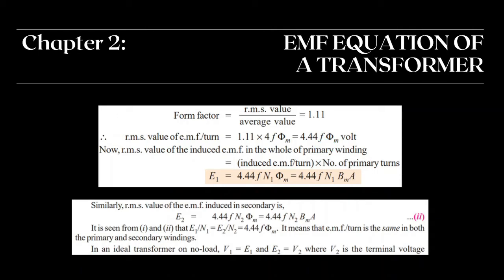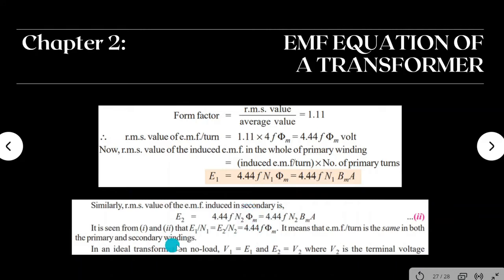Now the RMS value of the induced EMF in the whole primary winding is equal to the induced EMF per turn multiplied by the number of primary turns. So E1 is equal to 4.44 times frequency times N1 times Φm. As we have said earlier, the maximum flux is equal to BmA. E1 is for the primary. Similarly, the RMS value of the EMF induced in the secondary, E2, is equal to 4.44 multiplied by the frequency times the number of turns N2 times the maximum flux.